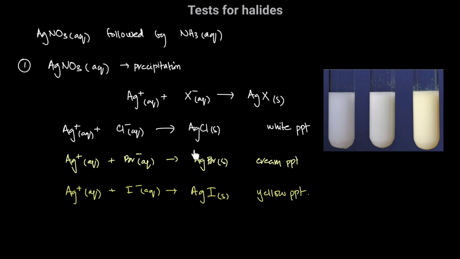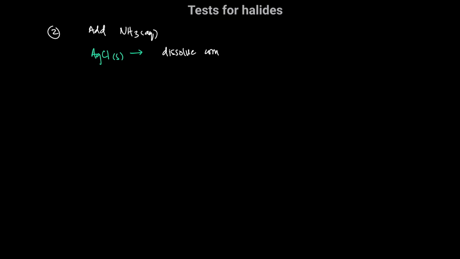Once we form the precipitate, in the second step we add aqueous ammonia. We're going to use dilute as well as concentrated aqueous ammonia to test for which halide is present. For example, if we had silver chloride present, it will dissolve completely in dilute aqueous ammonia.